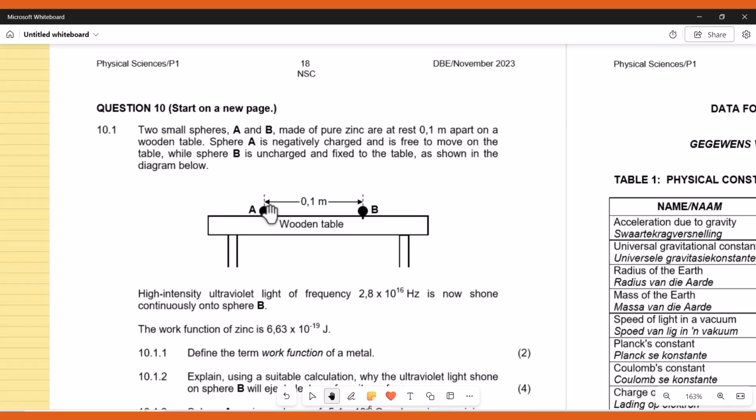Sphere A is charged, sphere B is uncharged, it's neutral and it is fixed, but sphere A can move on the table. Then they say high intensity UV light of frequency 2,8 exponent 16 Hz is now shone continuously onto sphere B. The work function of zinc is 6,63 exponent negative 19 joules. They say define the term work function of a metal.